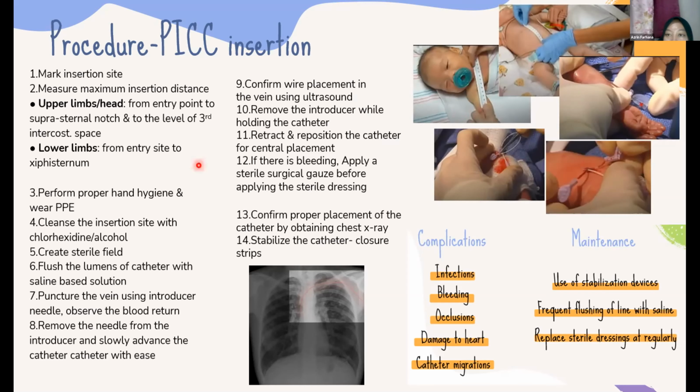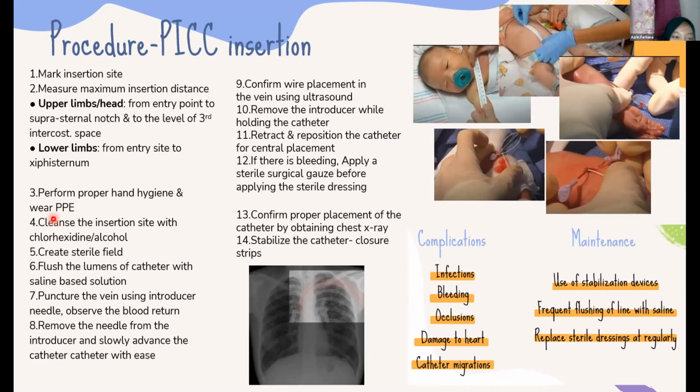And then for the lower limb, we need to measure from the entry site of the saphenous vein at the ankle along the veins, and then along to the xiphisternum at the level of the diaphragm. This measurement is important so that we know the length that we can advance the catheter.